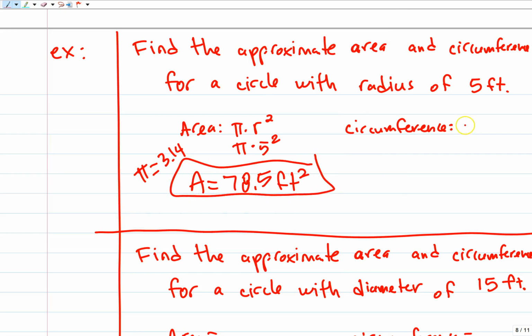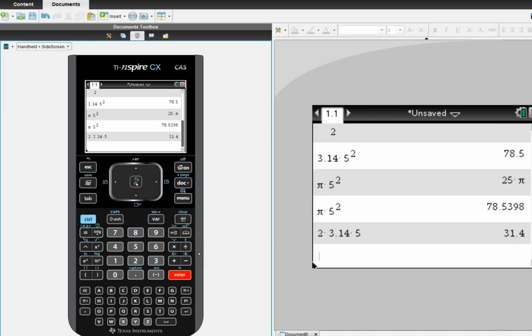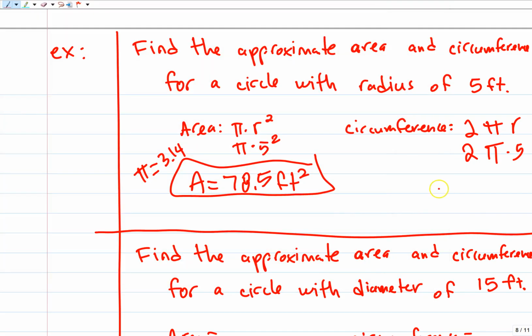The circumference, 2 pi r, or 2 times pi times 5, or 2 times 3.14 times 5. And they'll be fine with 31.4. Notice this is not feet squared. This is the distance if I were to walk on the outside of the circle, not the space inside the circle.